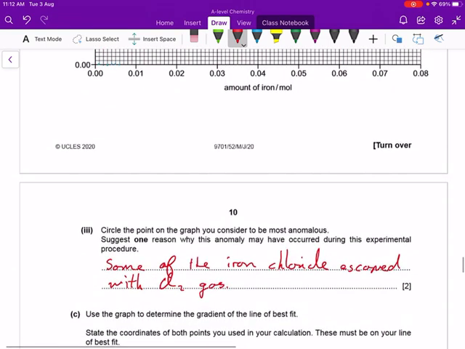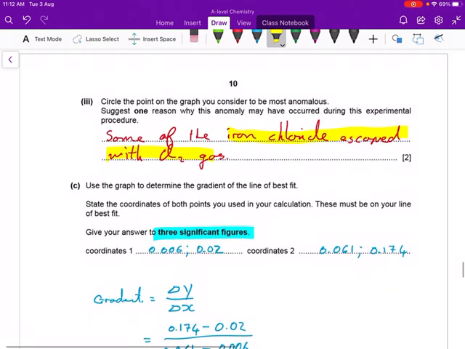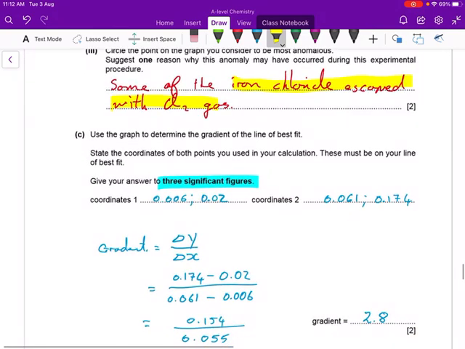This could be because some of my iron chloride escaped with the excess chlorine gas out of the tube. Okay. When we do gradient, this question is always in there. So your question 2 in paper 5 has got a graph in. You have a gradient calculation and you've got a table in there. So there's at least 5 marks that is very easy to score.